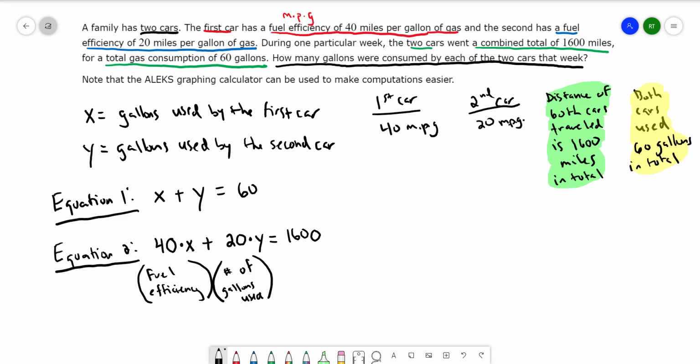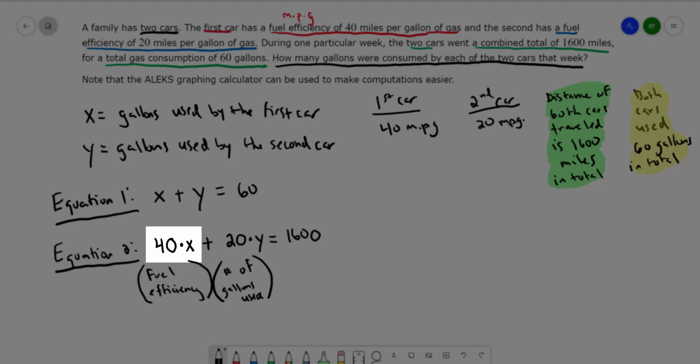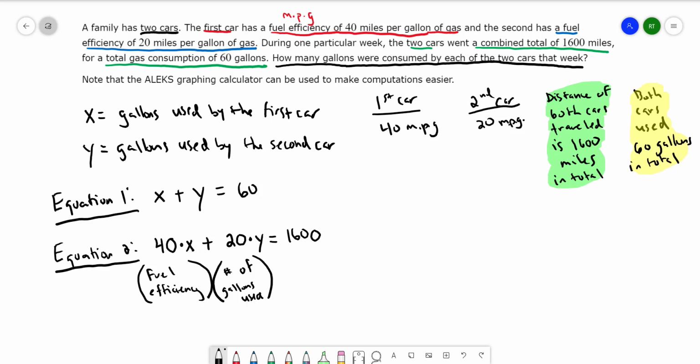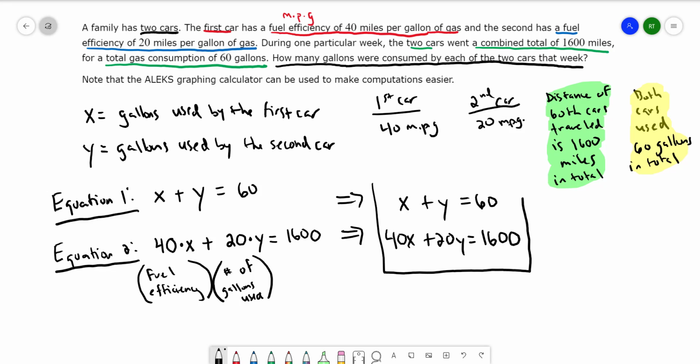Just to interpret the equation I just wrote, 40x represents the total distance of car number 1, and 20y represents the distance traveled by car number 2. And if you combine those two distances by adding them together, you're going to get 1,600 miles altogether. And that takes into account our system. So all I'm going to do is clean it up by rewriting it over here. X plus y equals 60 is the first equation. 40x plus 20y equals 1,600 is the second equation. And there you go. That is the system of equations you need to solve in order to answer this question.